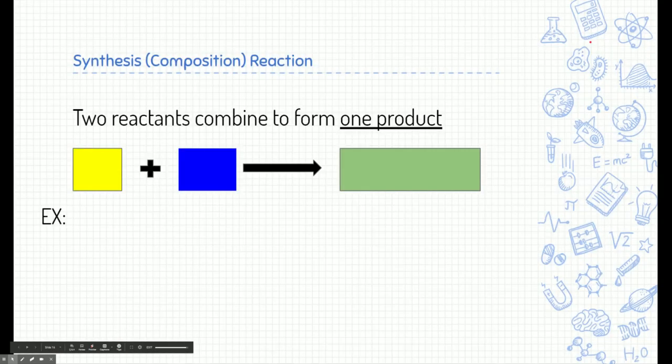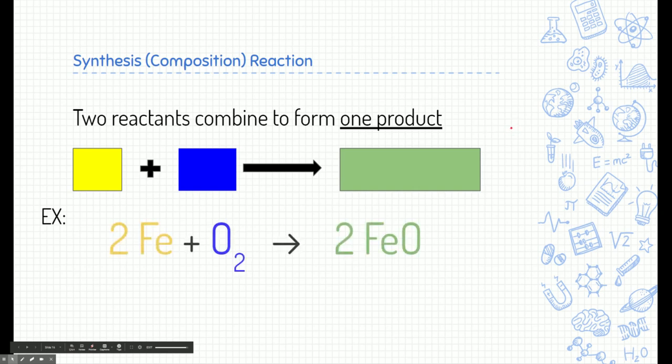Let's start with a composition or a synthesis reaction. This is where 2 reactants combine to form one product. Now I've underlined one of the key indicators of the reaction that we're looking at. So notice we have 2 things combining to form one. Here's an example of that. Here we have iron and oxygen, and they form iron oxide.